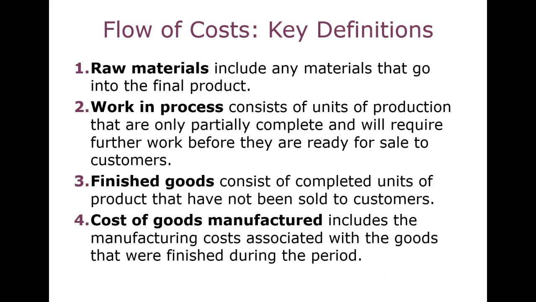Finished goods consists of the completed units of a product. So once you complete a job, you transfer the total cost for that job out of the work in process inventory account into the finished goods inventory account. So yes, the finished goods account is an inventory account. Cost of goods manufactured is just the total of the manufacturing cost associated with the goods that were finished during this period, with the jobs finished this period. So this picks up all the materials, all the labor, and all the overhead for the jobs that were completed this period.